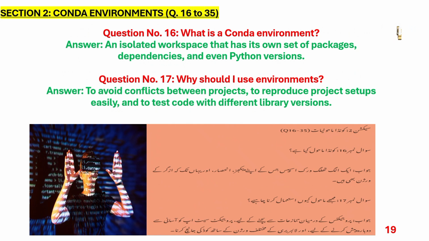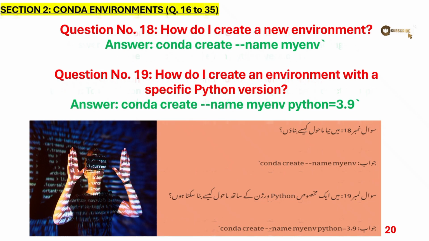Section 2. Conda environments. Questions 16 to 35. Question number 16. What is a Conda environment? Answer. An isolated workspace that has its own set of packages, dependencies, and even Python versions. Question number 17. Why should I use environments? Answer. To avoid conflicts between projects, to reproduce project setups easily, and to test code with different library versions.